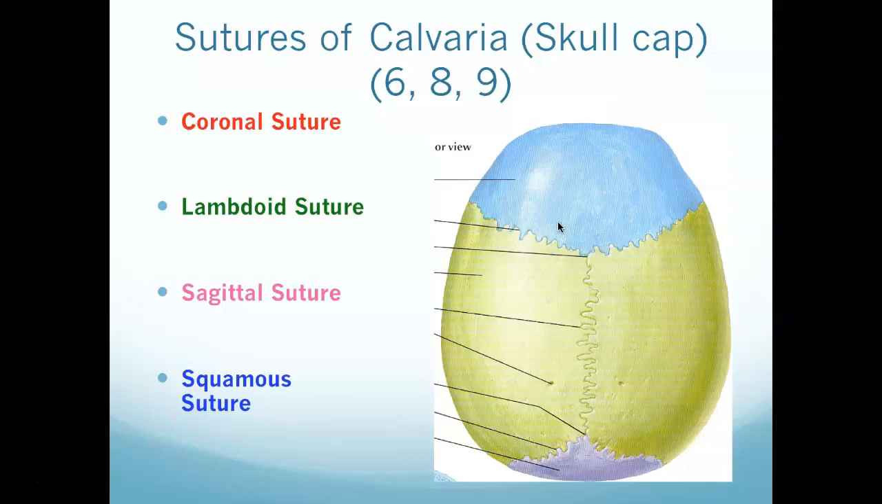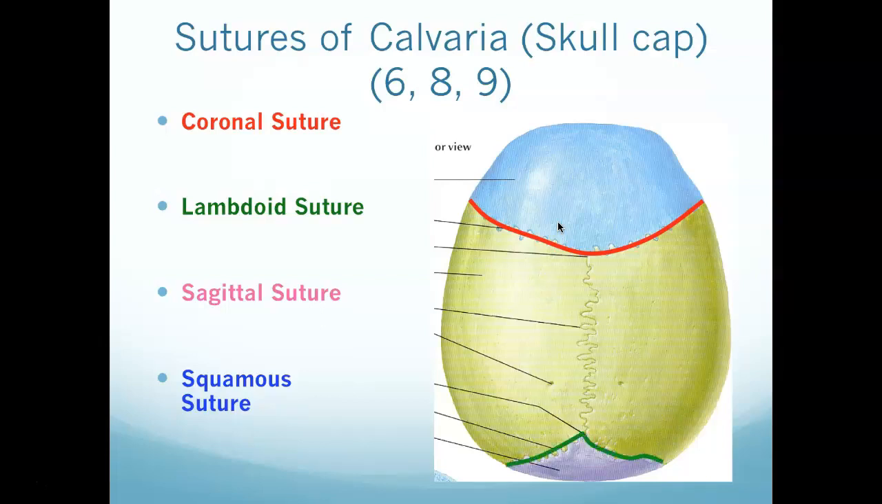And the second to last thing we'll talk about are the sutures of the Calvaria, or your skull cap. So your coronal suture connects your frontal bone with your two parietal bones. And these sutures are joints. They're just immovable at this point because we have gone through the ossification process and don't have any fontanelles left.